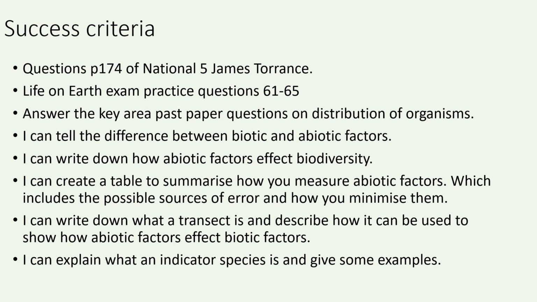So we have now come to the end of the lesson, so you should be able to tell the difference between abiotic factors and biotic factors. You should be able to write down about how abiotic factors affect biodiversity. You should be able to create a table to summarise how you measure abiotic factors, which includes the possible sources of error and how you minimise them. You should be able to write down what a transect is and describe how it can be used to show how abiotic factors affect biotic factors. And finally, you should be able to explain what an indicator species is and give some examples.